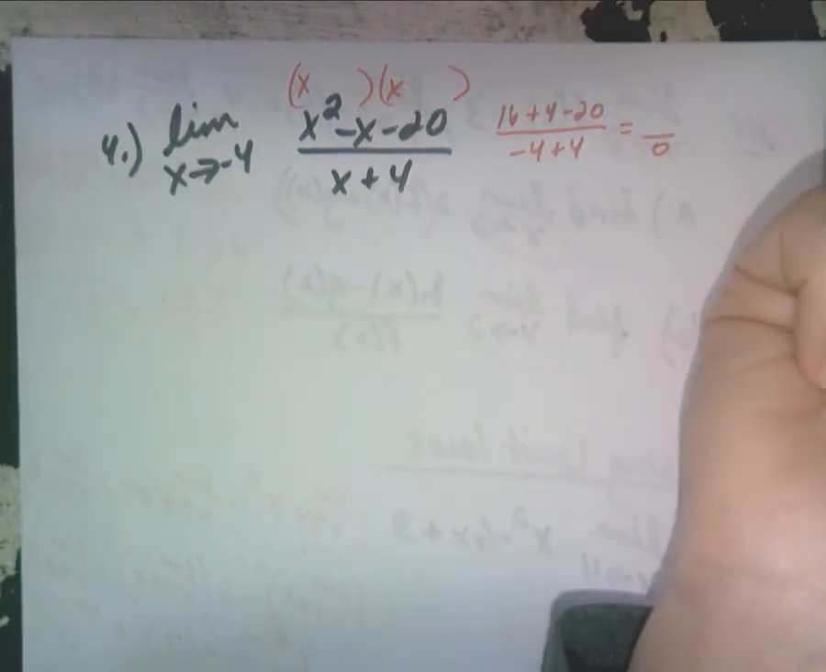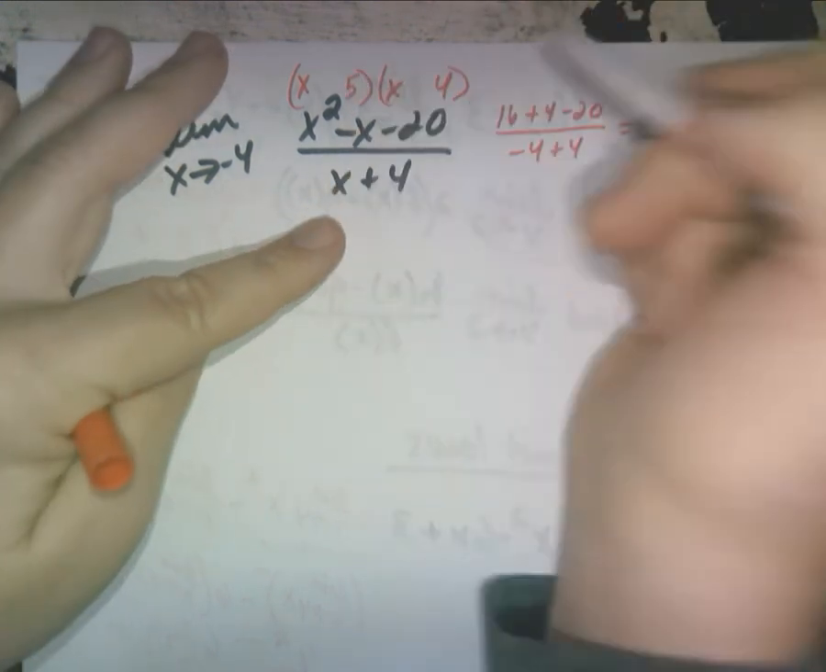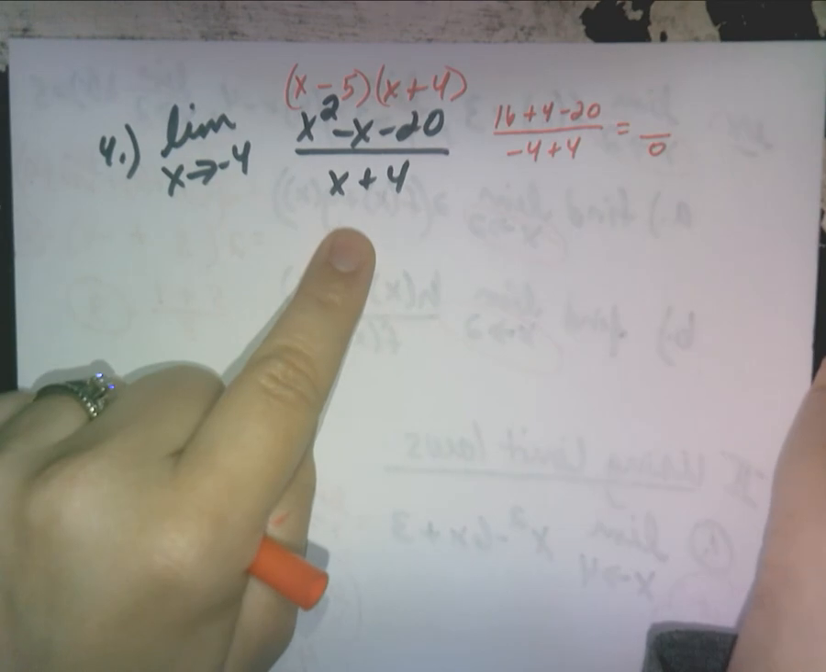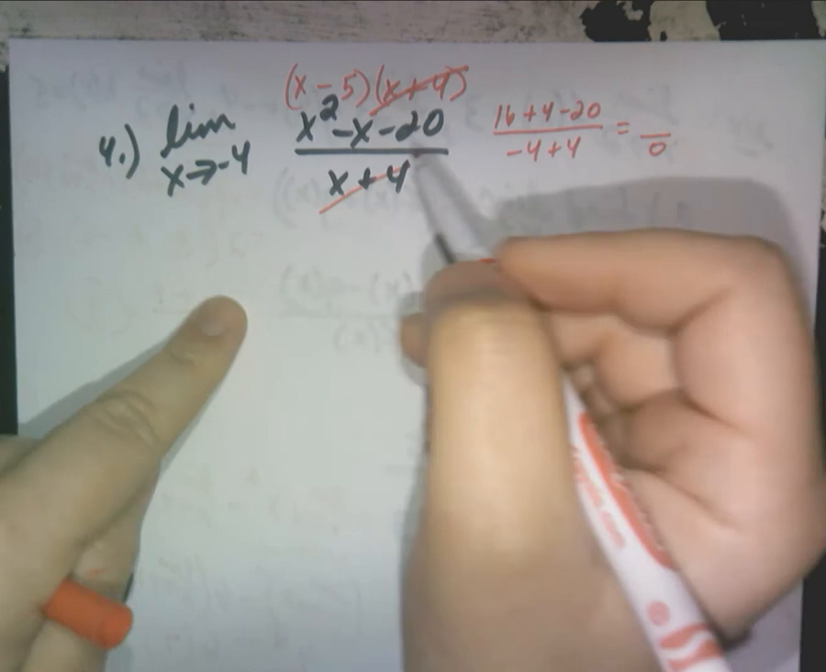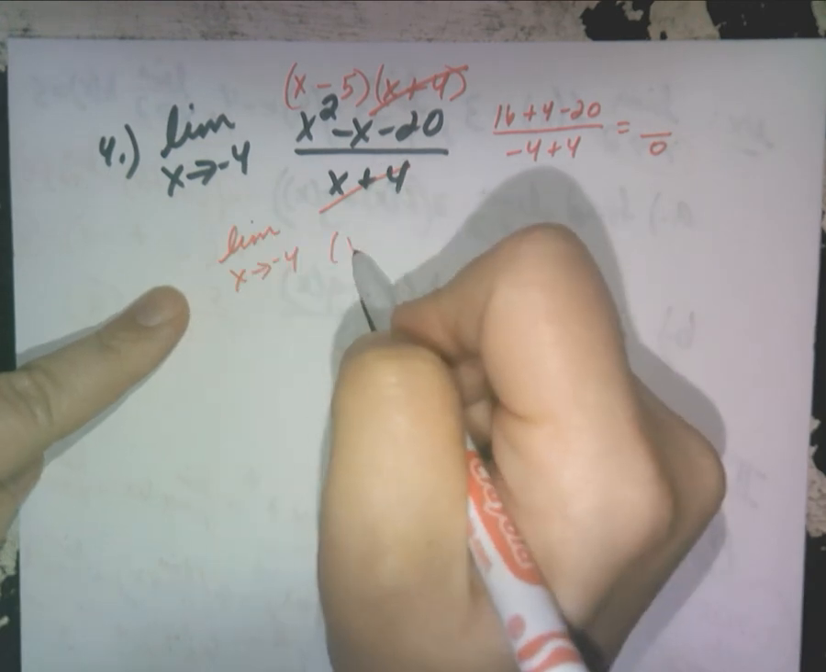All right, anyway, what two numbers multiply to -20 and add to -1? 5 and 4? Yeah. Negative, positive? What can you do with that? Cancel? x plus 4 and x plus 4? So this actually reduces to the limit as x approaches -4 of x minus 5.